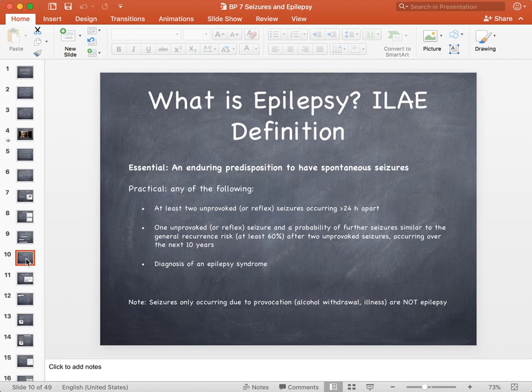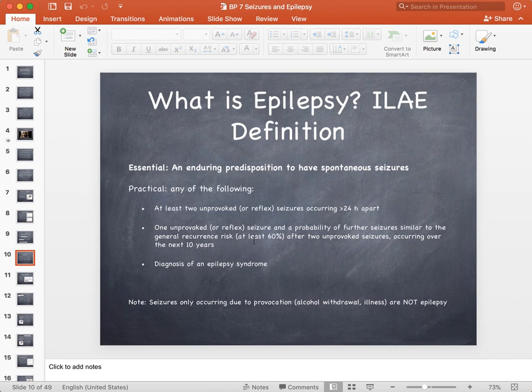So what about the definition of epilepsy? The gatekeeper for this is the International League Against Epilepsy. That's what we mean up there by ILAE. The essential thing to remember is that epilepsy is an enduring predisposition to have spontaneous seizures. In the everyday world, that boils down to one of a couple of things. Either you can have at least 2 unprovoked, again, underline unprovoked, seizures that occur greater than 24 hours apart. Yep. Or you can have the next bullet point, which is a mouthful: one unprovoked seizure and a probability of further seizures similar to the general recurrence risk of at least 60% after 2 unprovoked seizures, occurring over the next 10 years. I really defer in most cases to the epileptologist. We'll leave it to the epileptologist for that one.